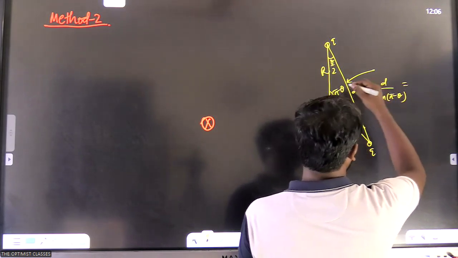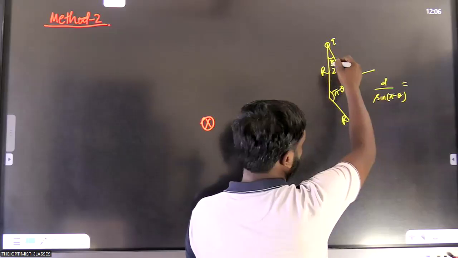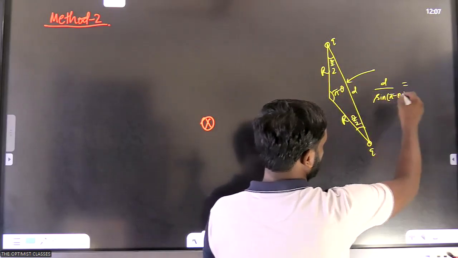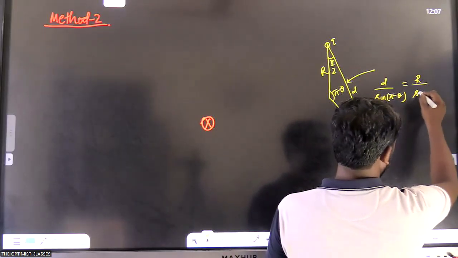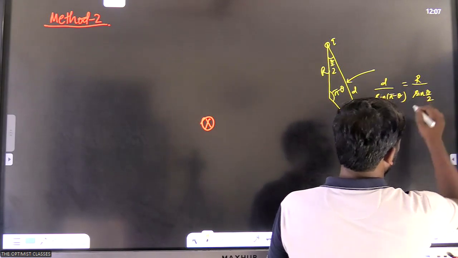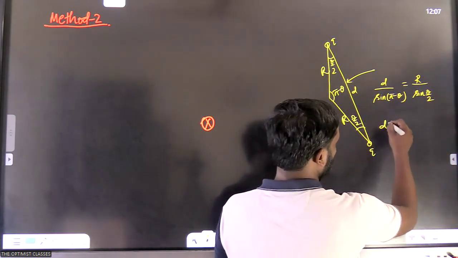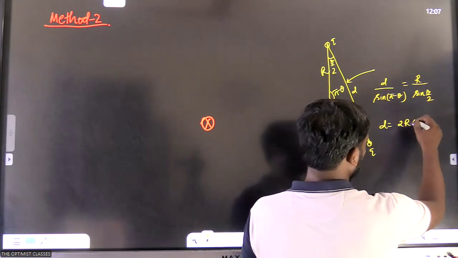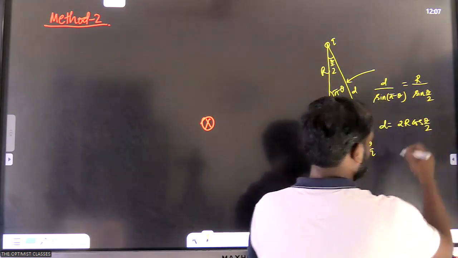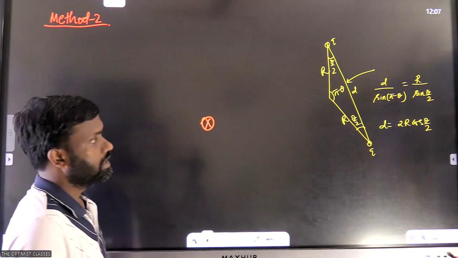This will be equal to, if I'm using this side, then the side opposite this angle is R. So this is R upon sine theta by 2. So from here you will get D equal to 2R cos theta by 2. This we get, so D is this.